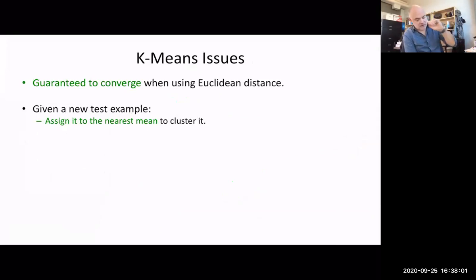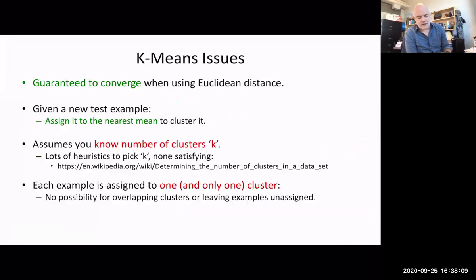One, great question about convergence. It's guaranteed to converge when using Euclidean distance. If you're given a new test example, it's pretty easy. You can decide the nearest mean to cluster it. Of course, k-means assumes that you know the number of clusters k.